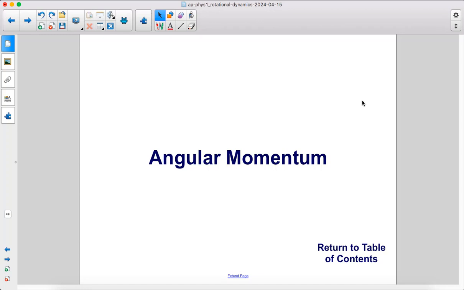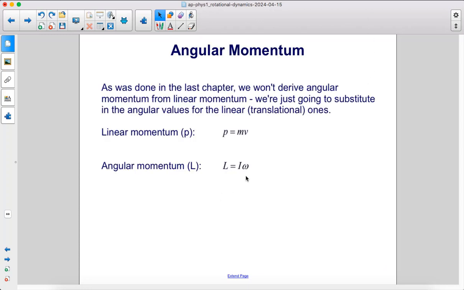Angular momentum. As was done in the last chapter, we won't derive angular momentum from linear momentum. We're just going to substitute in the angular values for the linear ones. So linear momentum is lowercase p, and it's equal to mass times velocity. Angular momentum is capital L, and instead of mass, we put in moment of inertia. Instead of velocity, we put in angular velocity, omega.